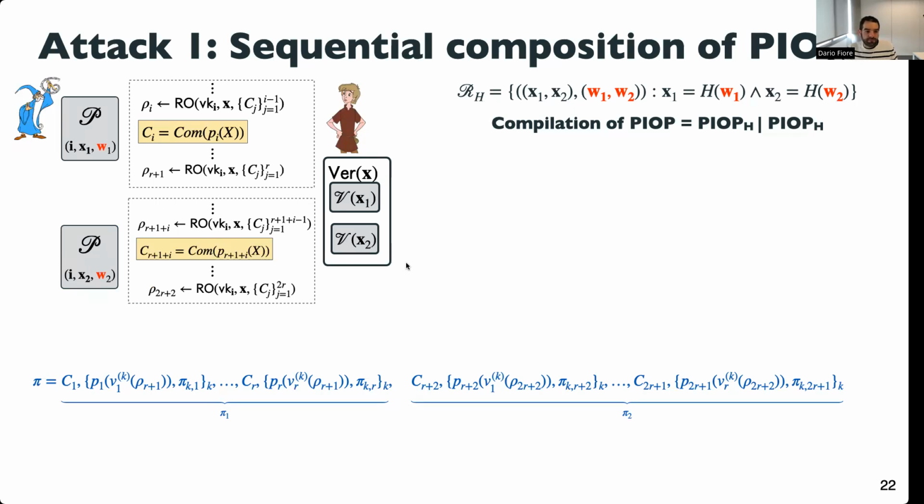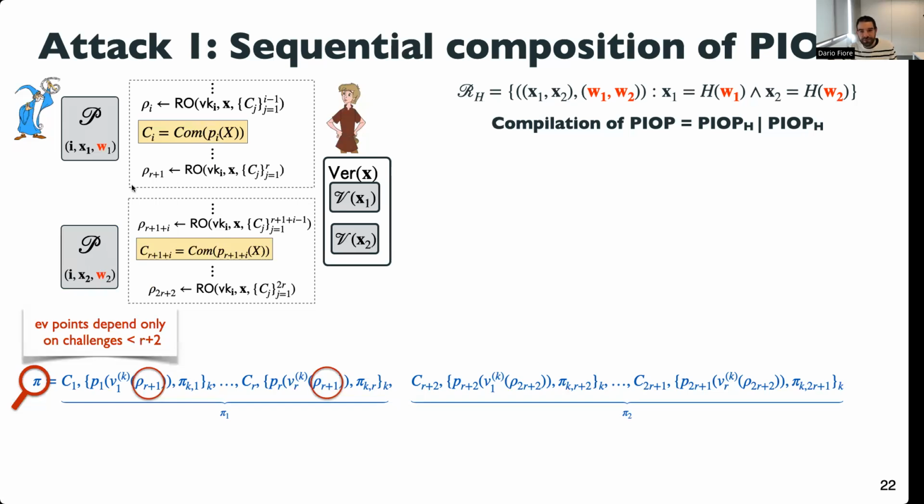Okay, so now one crucial observation is that if you compile this PIOP obtained by the sequential composition in a standard way, what one would observe is that all the evaluations of the polynomials of the first execution will depend on a random challenge that, even with the random oracle, only depends on the first part of the protocol, right?